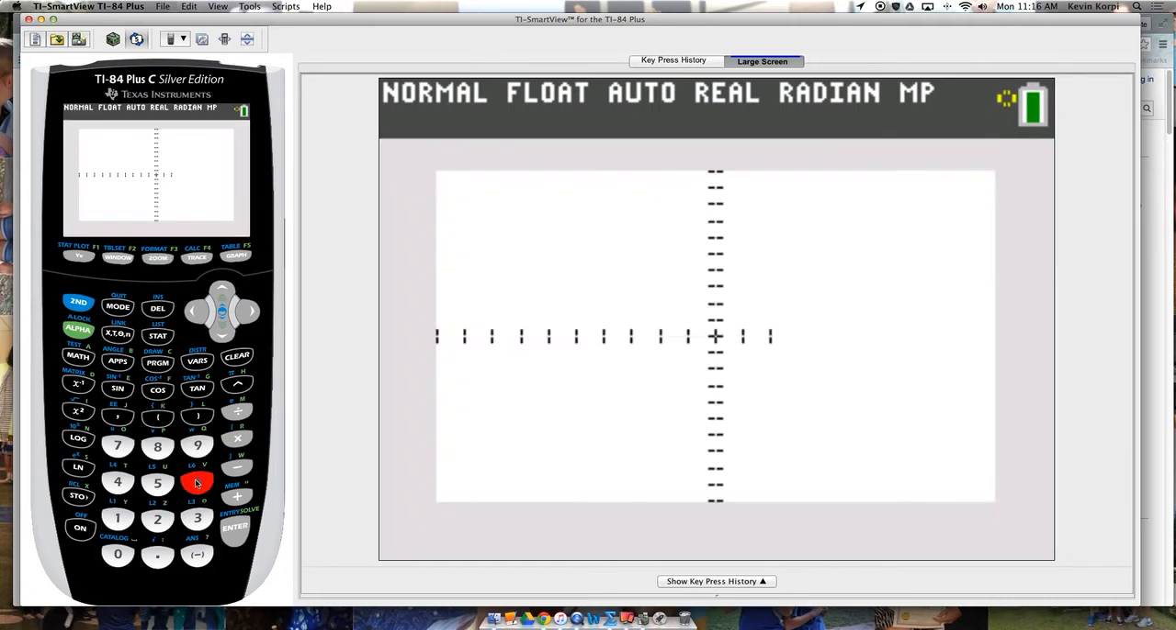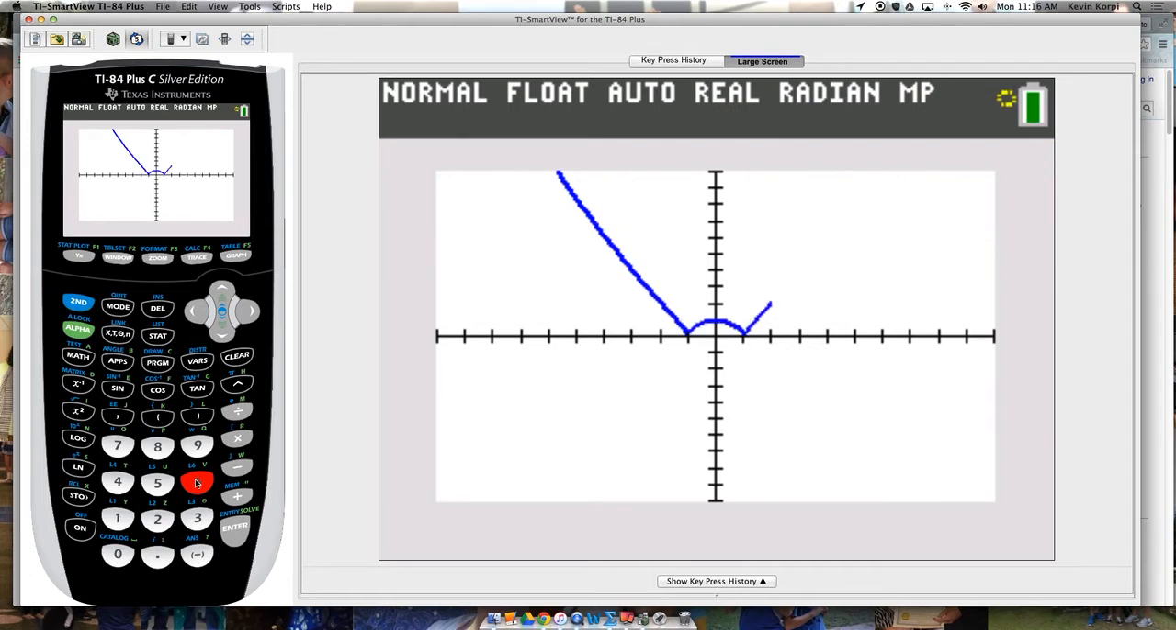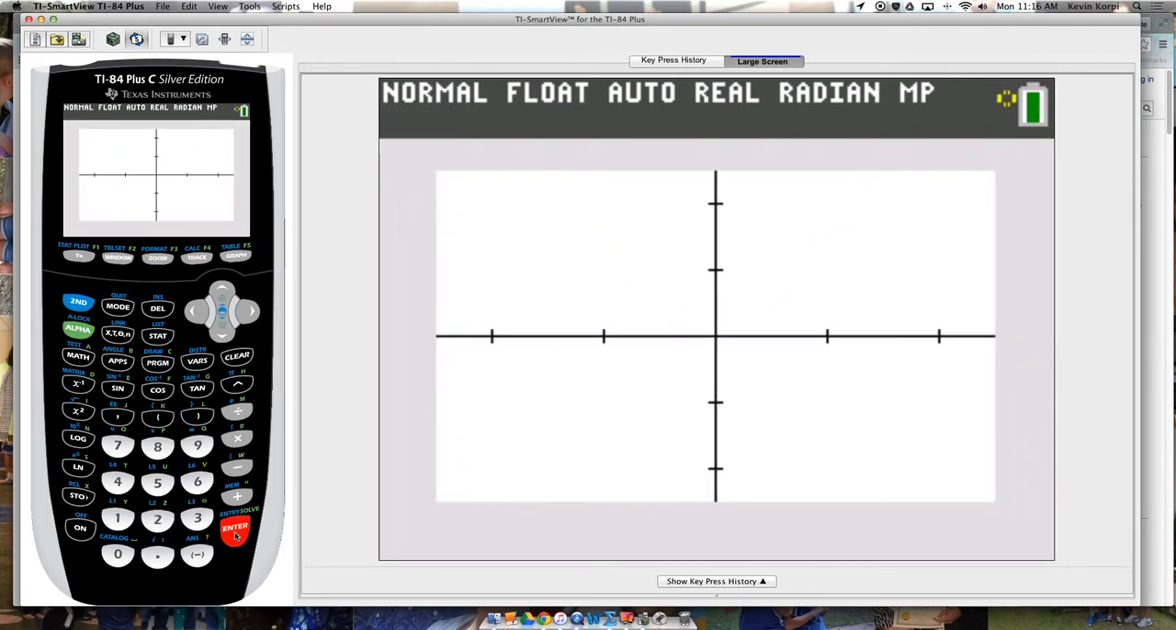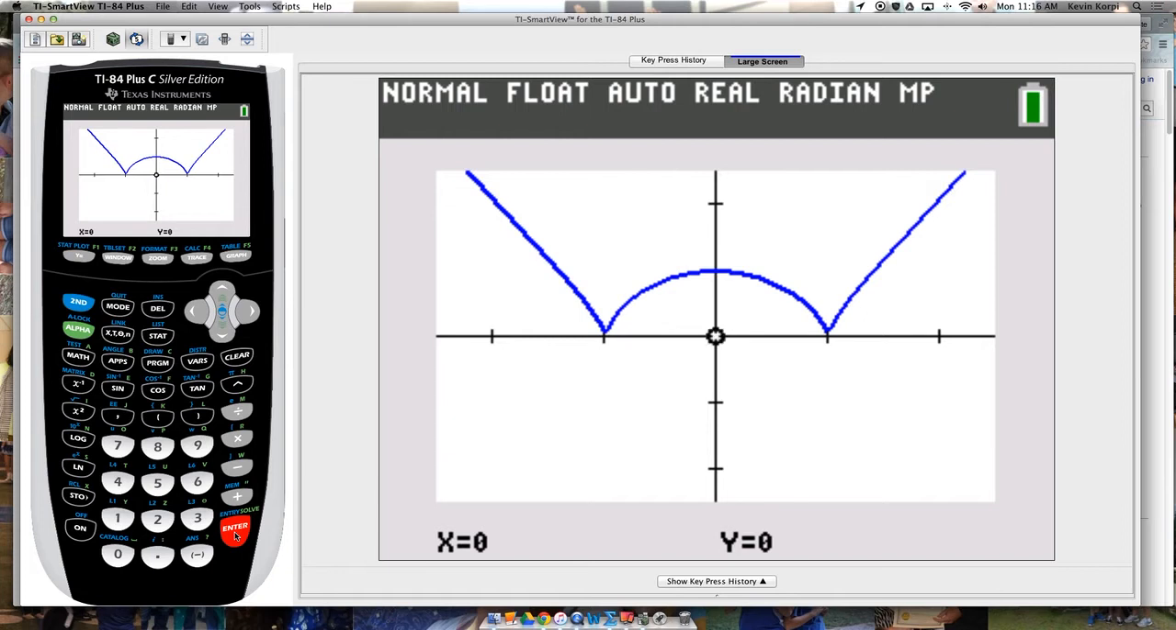Zoom 6. Nice, nice. It's blue. I like that. That's pretty cute, huh? Does that function have any symmetry? Yeah. What type of symmetry does it have? Y-axis symmetry? So it must be what type of function? It's an even function. Yeah. So what did those x values end up being?